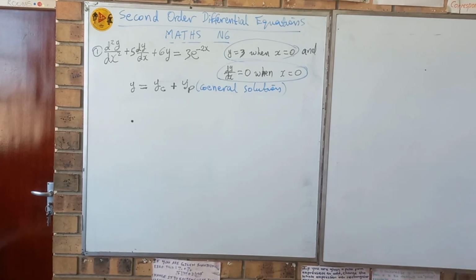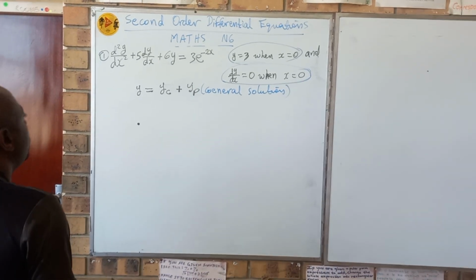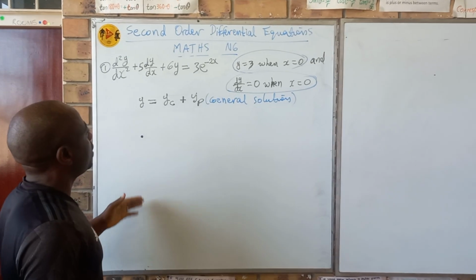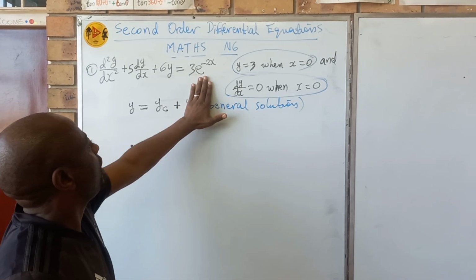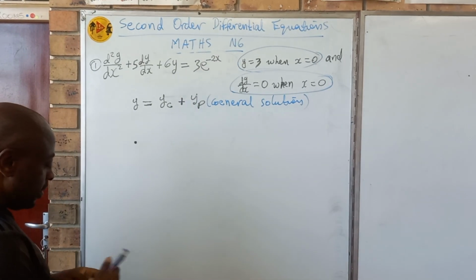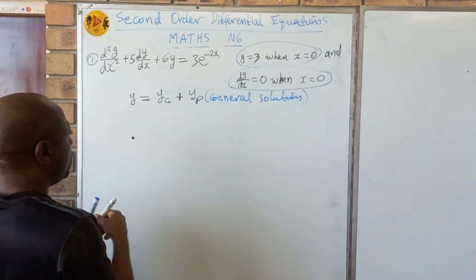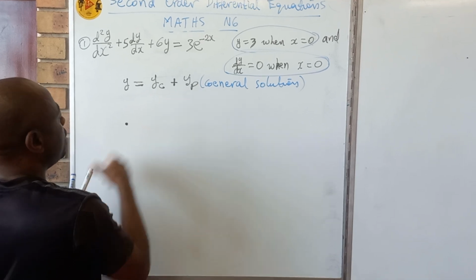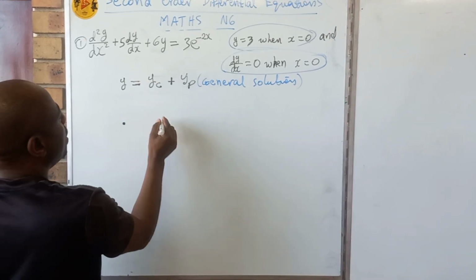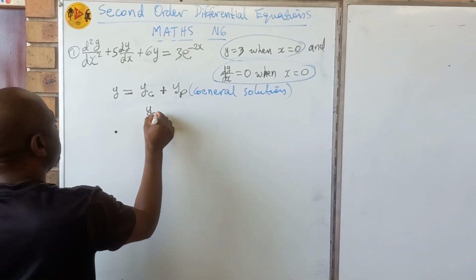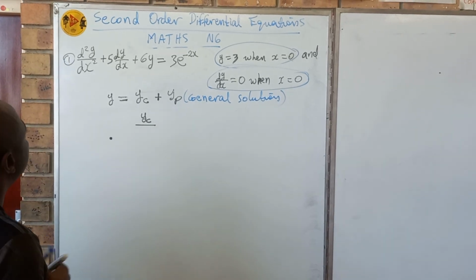Good day guys, let's see another problem on the second order differential equations. Again, it is one with an exponential on the right hand side. So our procedure starts with getting the general solution. We will calculate our complementary function first. So the procedure has not changed.